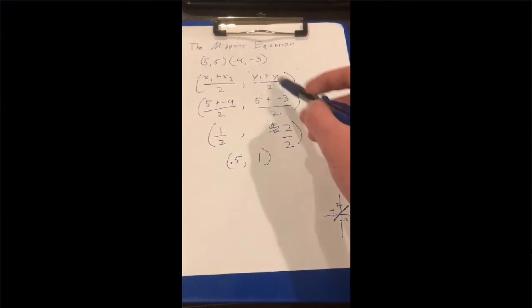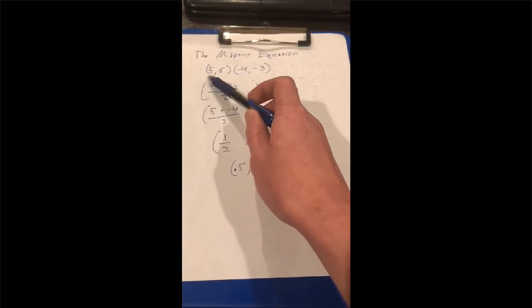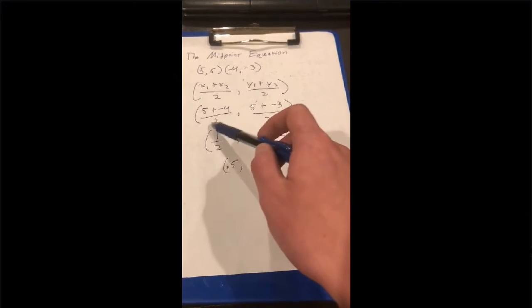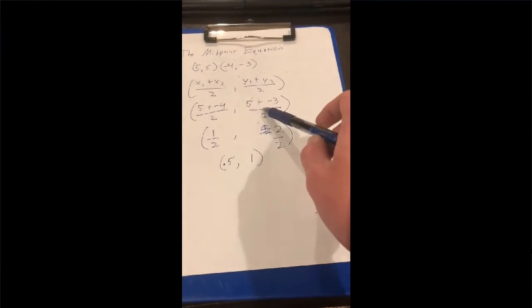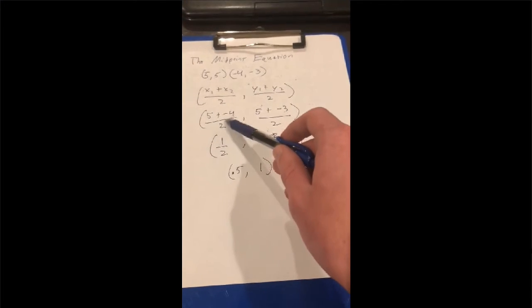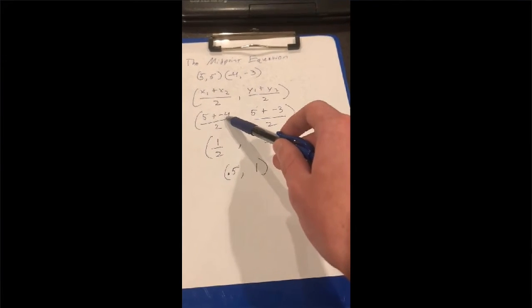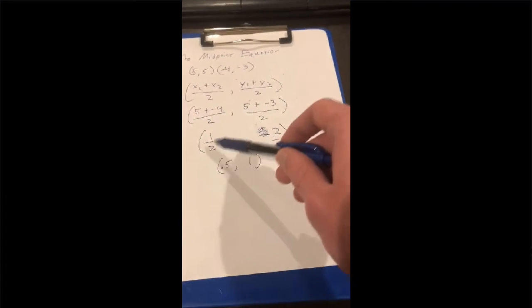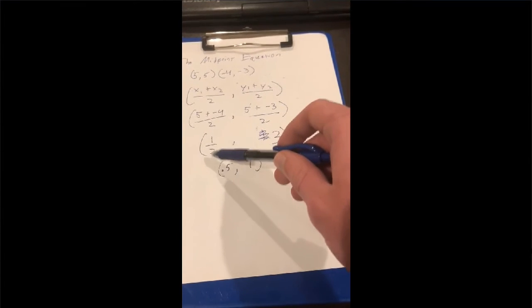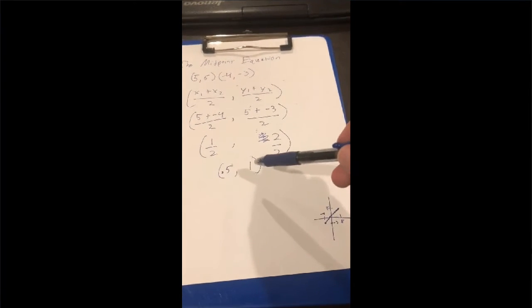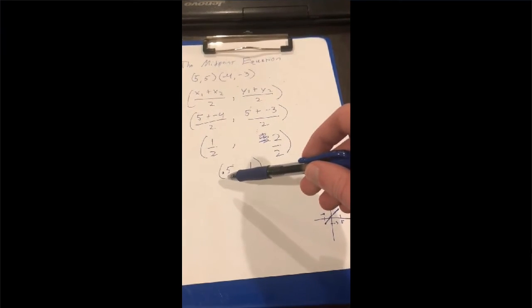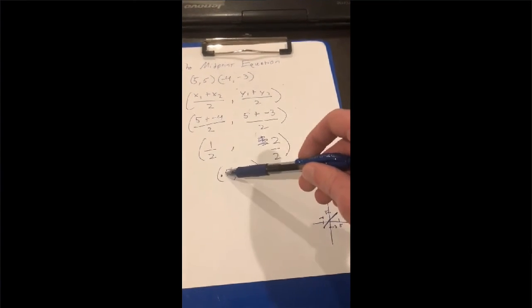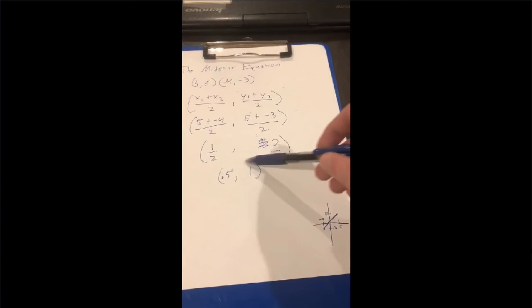It's pretty simple. Essentially, you're taking this x and this x, adding them together, and dividing them by 2, and then you do the same thing for y. So if you take 5 plus -4, you'll get 1, and if you take 5 plus -3, you'll get 2. You simply divide those by 2, and so your official point is (0.5, 1). So 0.5 is x, and 1 is y.